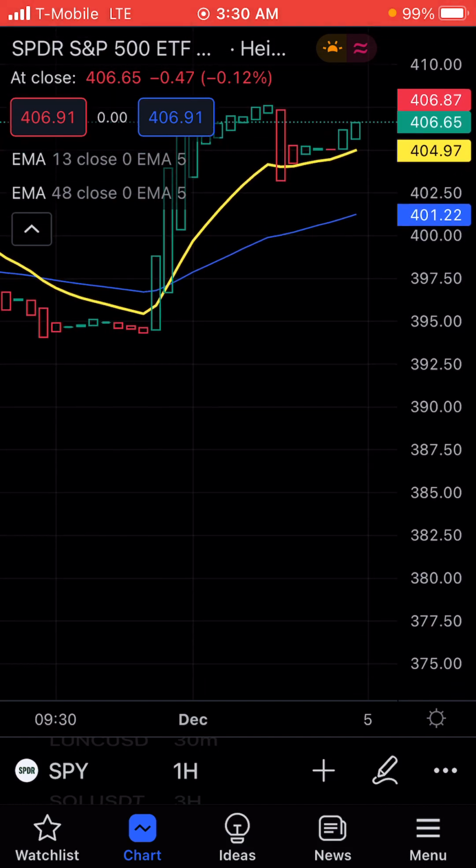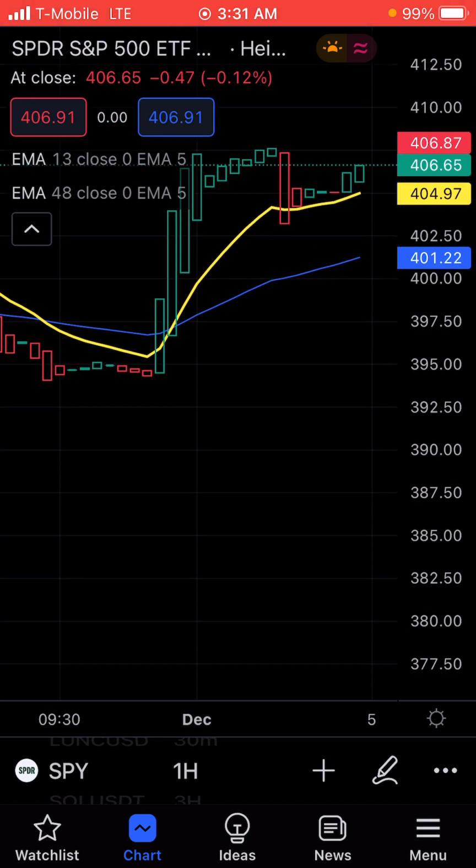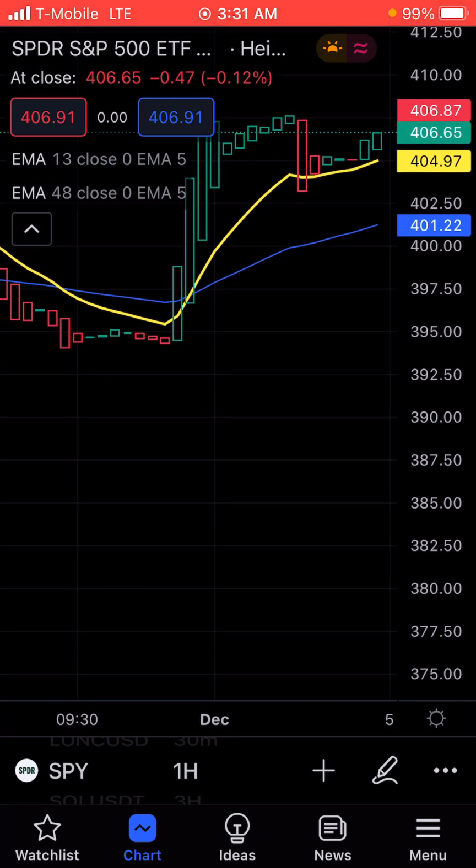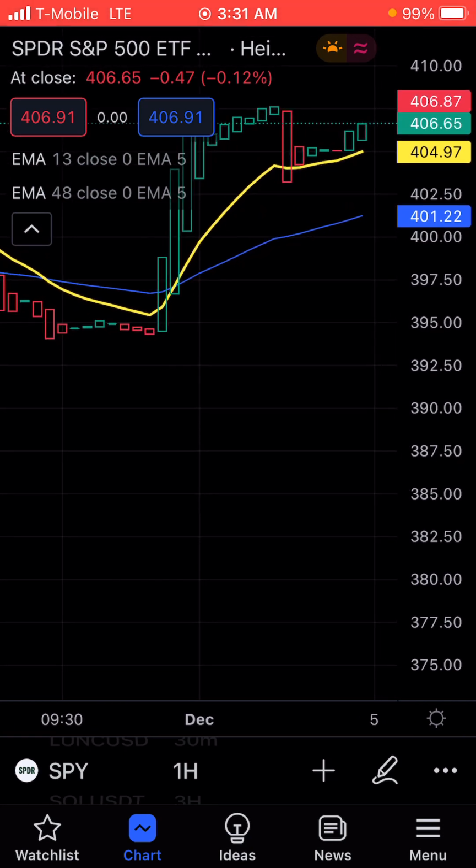We're going to look at SPY, and I'm going to set you up. The first thing you need is the 13 and 48. For this strategy, you just have to set your moving averages to 13 and 48. I like having the 13 in yellow and the 48 in a different color. The 13 and 48 is not really the strategy itself, you just need to have it there.